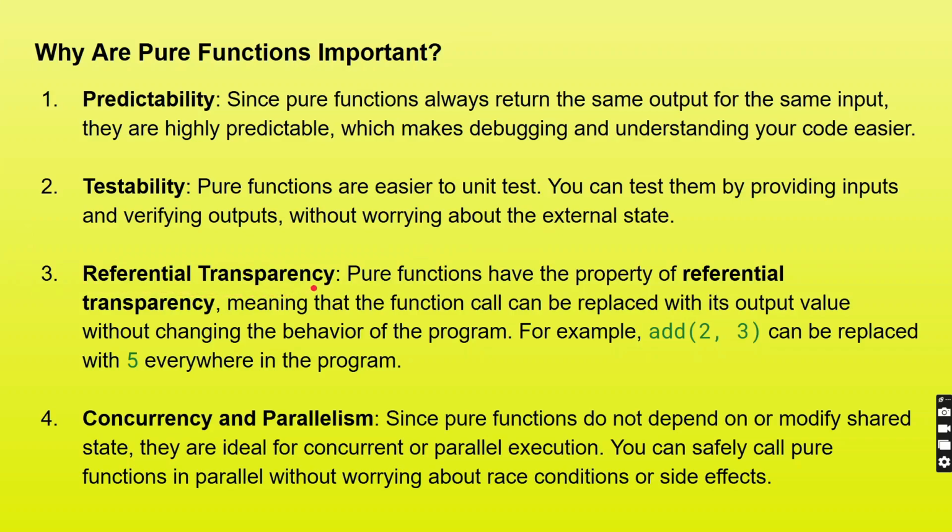Referential transparency: pure functions have the property of referential transparency, meaning that the function call can be replaced with its output value without changing the behavior of the program. For example, add(2, 3) can be replaced with 5 everywhere in the program.